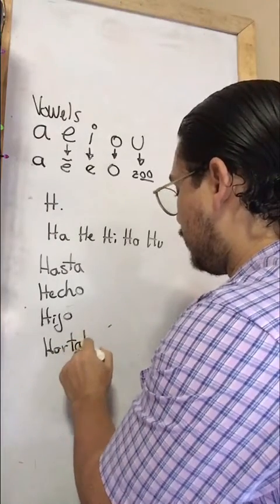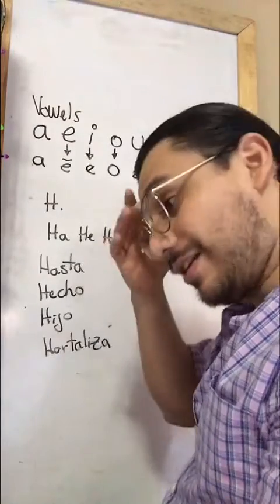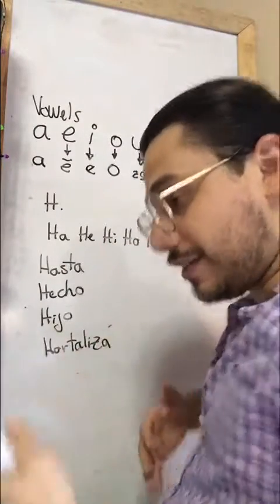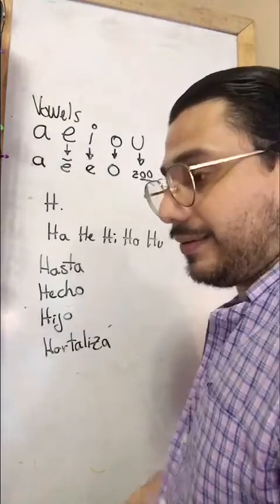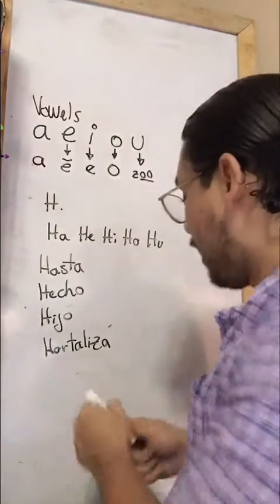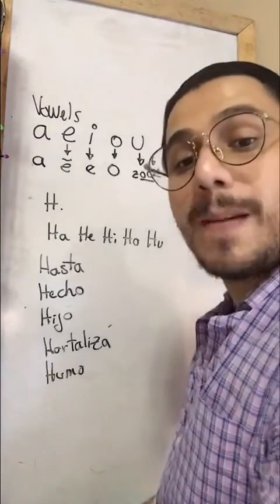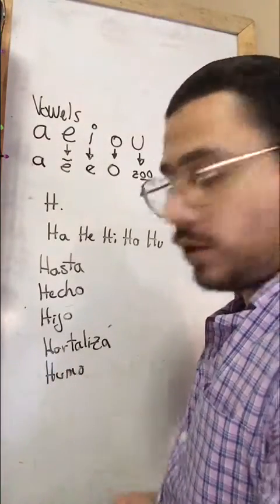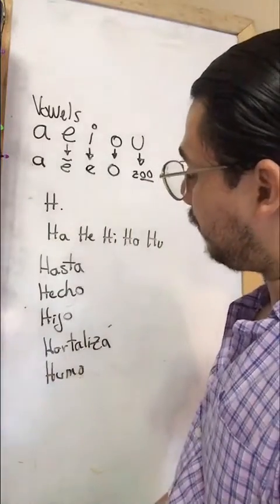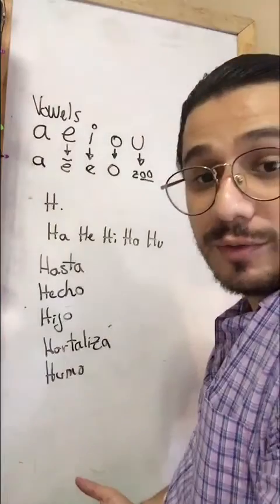Hortaliza. Hortaliza, it's kind of like a garden where you plant corn and vegetables, but I don't think that is really big. I don't know, I plant too much. And humo, smoke, humo. So as you can see, in none of the parts do you pronounce the H in any sort of way.